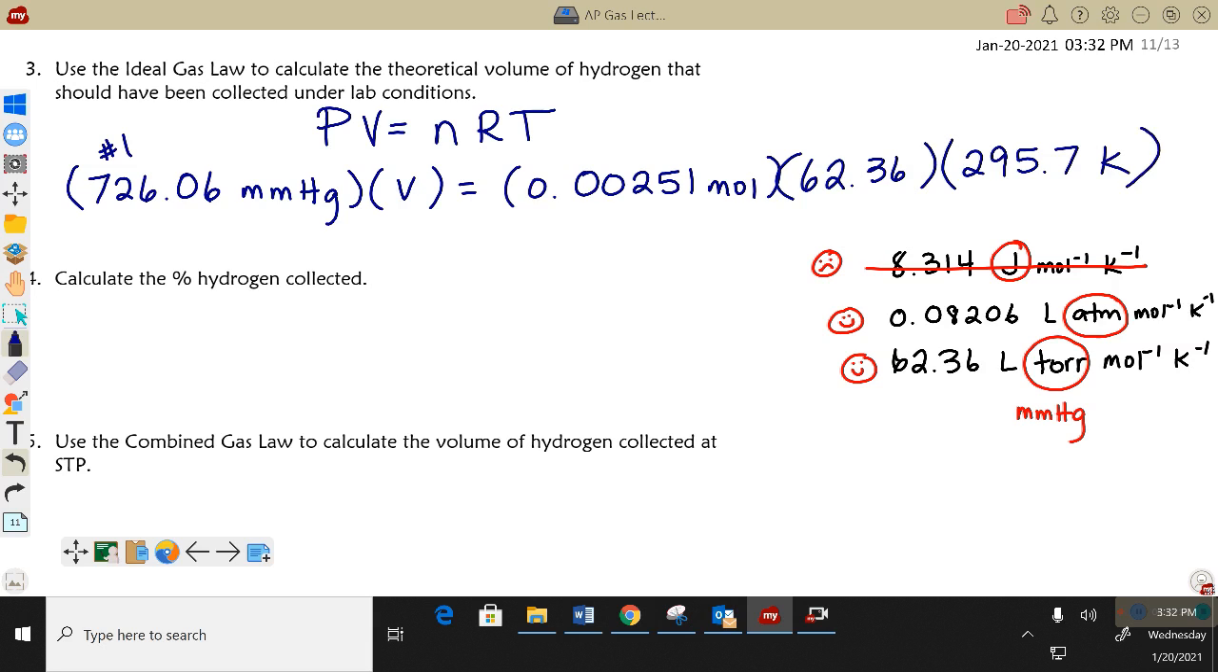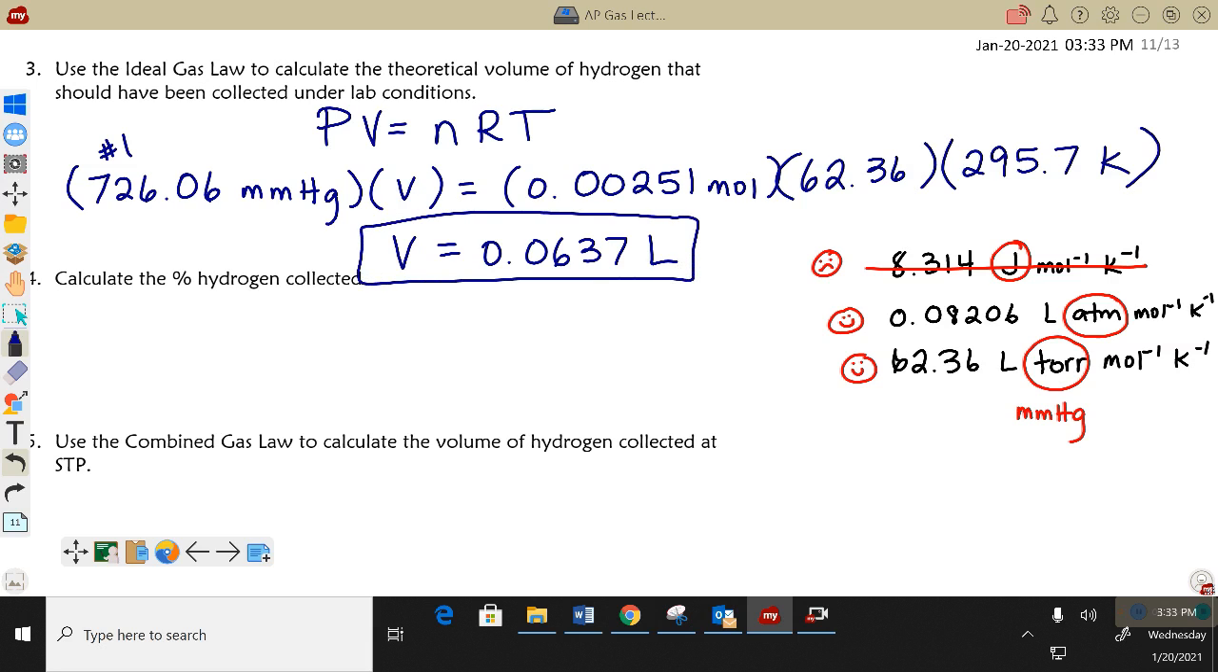Fantastic. Then it's just plug and chug. PV=nRT is a piece of cake as long as you get the units in properly. That's the only thing I'd be careful of. And then obviously make sure you pick the right version of R, depending on the pressure unit that you're using. Alrighty, so we plug this all in, and with 3 significant figures, I get 0.0637, and the unit's going to be liters. When you use the gas constant, all of your other units will match the units of the constant.